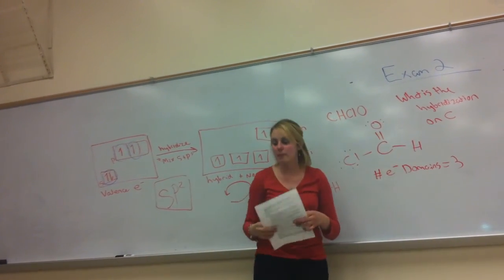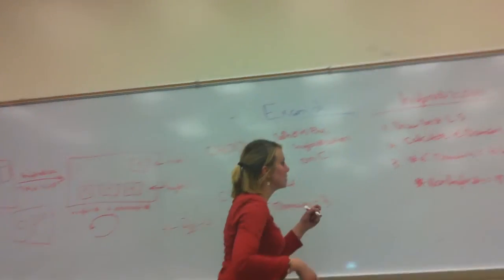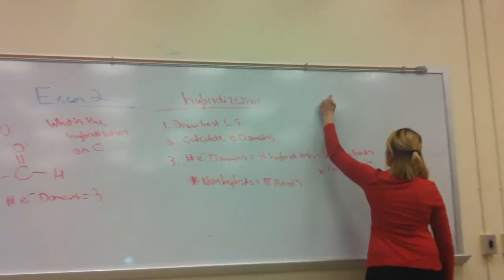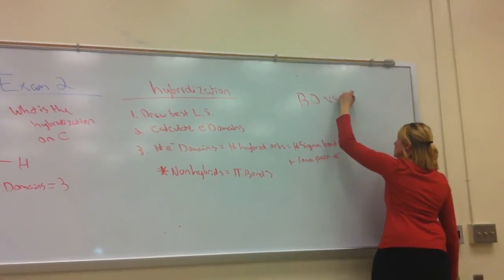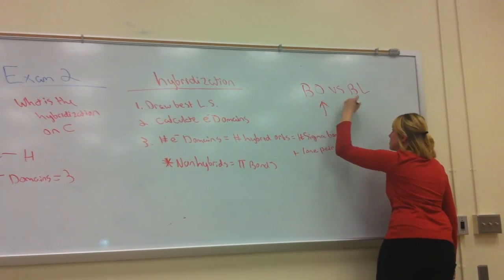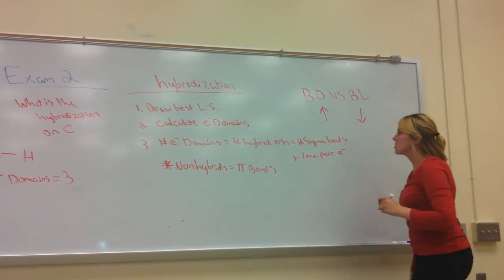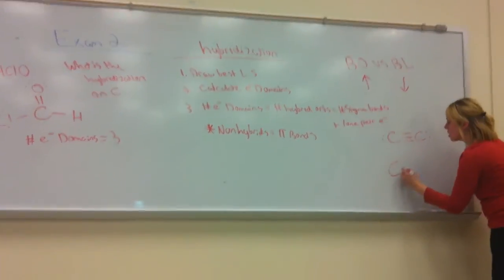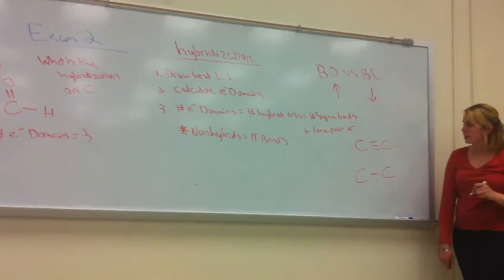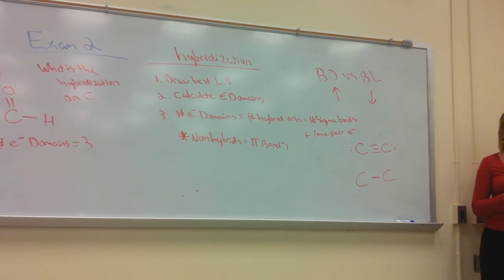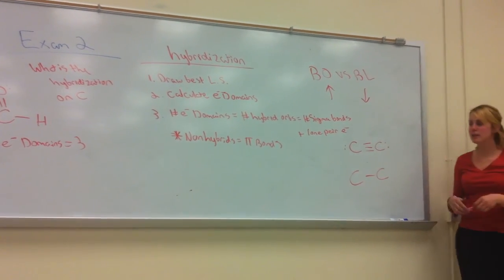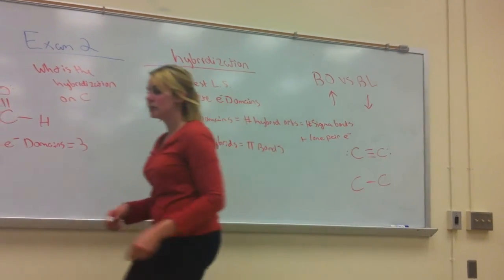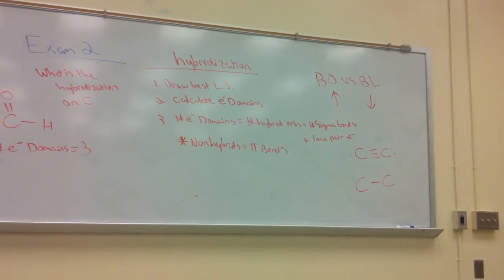So for bond order versus bond length, remember, as bond order increases, bond length decreases. If I have, for instance, a carbon triple bond versus a carbon single bond, who has the longer bond length? Single bond, right? Who has the higher bond order? The triple bond.